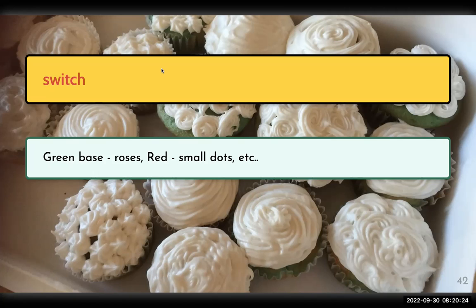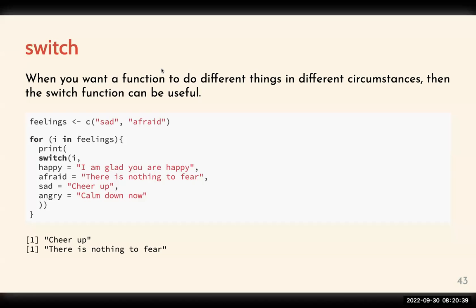This is somewhat similar to the else if functionality. However, switch comes in handy when working with lengthy if-else if statements. Let's look at an example. Here, I have a vector called feelings, which contains two elements, sad and afraid. And you can see inside the for loop, here I have the path. Inside the for loop, I have the print function, which is this one.